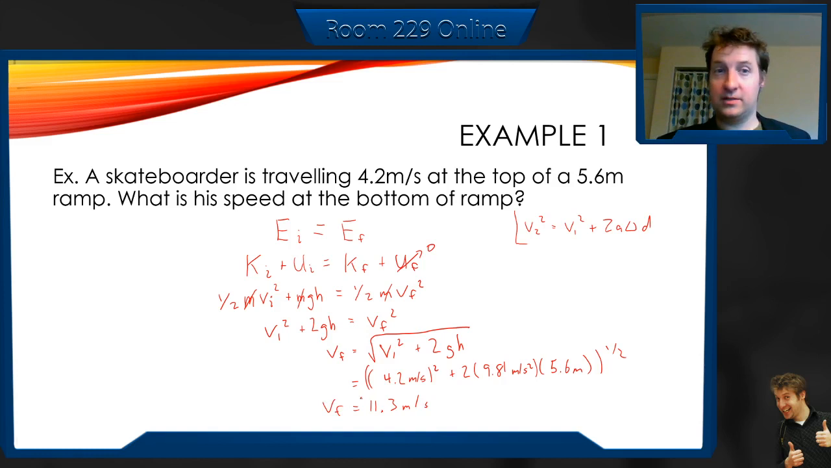This is the skateboarder's speed when he gets to the bottom of the ramp. Started off at 4. Wow, wait a second. That's about 40 kilometers an hour. Don't go down 5.6 meter skateboard ramps. That's a lot. What's that? That's like 16 feet. Yeah, because by the time you get to the bottom, you're going to be traveling like 40 kilometers an hour. All right, so moving on.